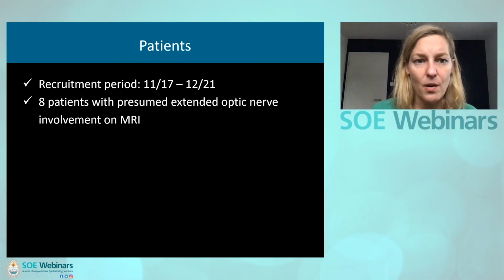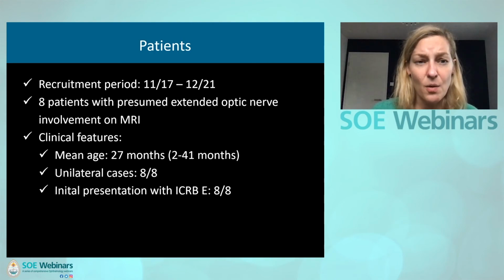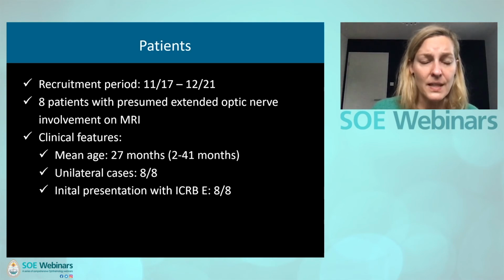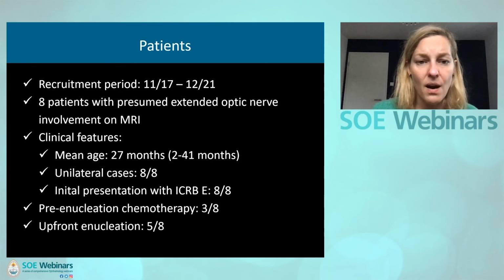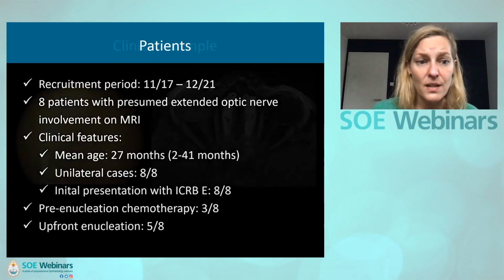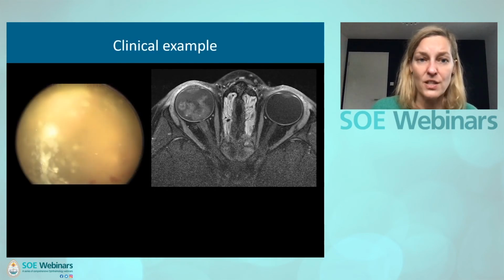So let's have a look at our patients. Recruitment period was from November 2017 to December last year. We included 8 patients with presumed extended optic nerve involvement on MRI. Clinical features: mean age of our patients was 27 months. All 8 patients were suffering from unilateral disease with group E eyes on initial presentation. 3 patients had pre-enucleation chemotherapy for various reasons, whereas we did an upfront enucleation in 5 patients.